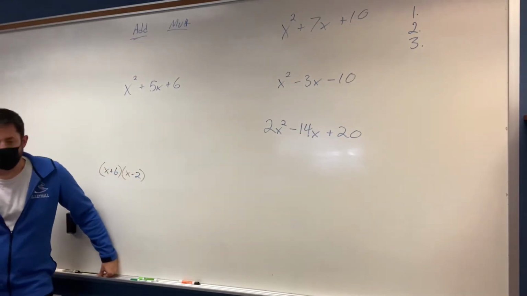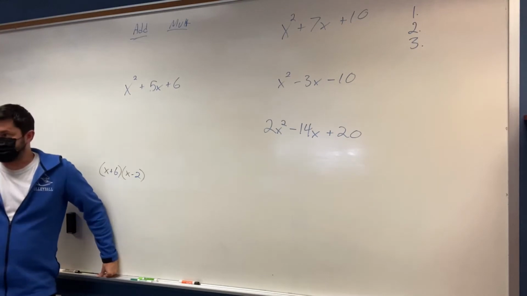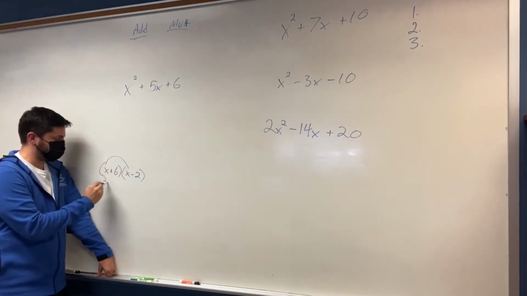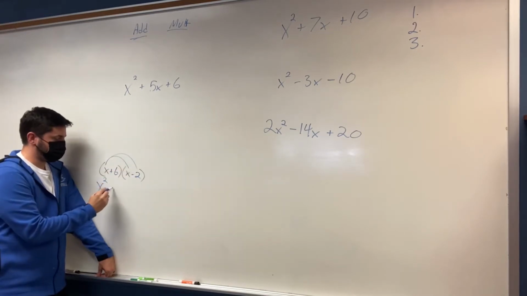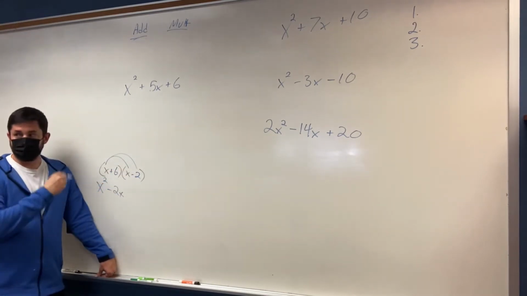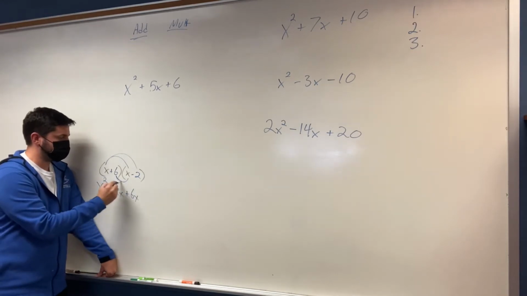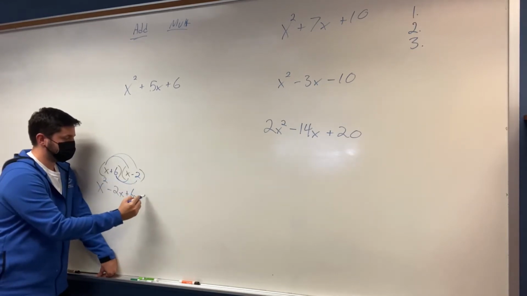Okay, so watch what's happening here, because I'm going to reference this here in a second. So watch. X times x is x squared. X times negative 2 is negative 2x. Cool. Okay. Then we do the next part. 6 times x is 6x, and then 6 times negative 2 is negative 12.